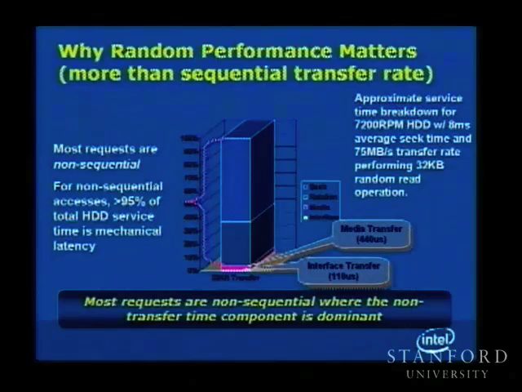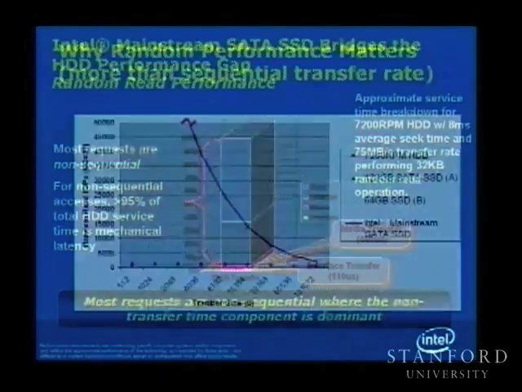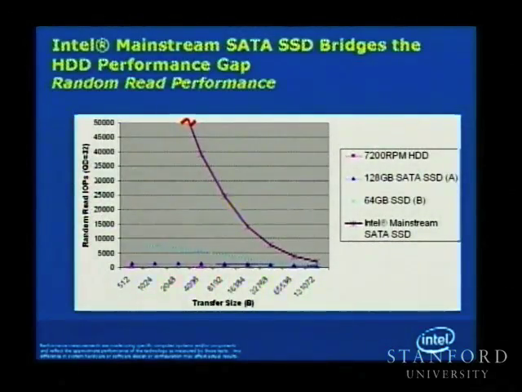This is why in enterprise applications everyone is short-stroking drives, right, to spread the data over a wider area and get to the fastest portion of the stroke, where you can get the highest rotational rates. And most of those requests are non-sequential. This is why we put the focus on what happens on the random side. So this is showing the capabilities that you have. This is transfer size in bytes on the x-axis.